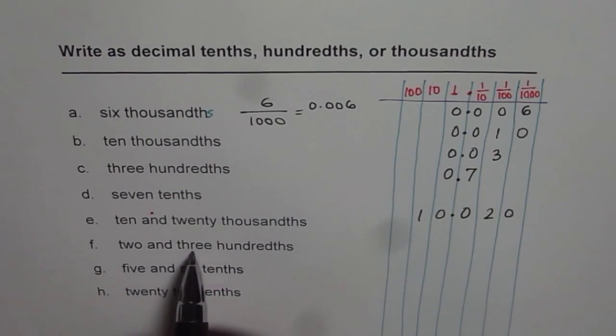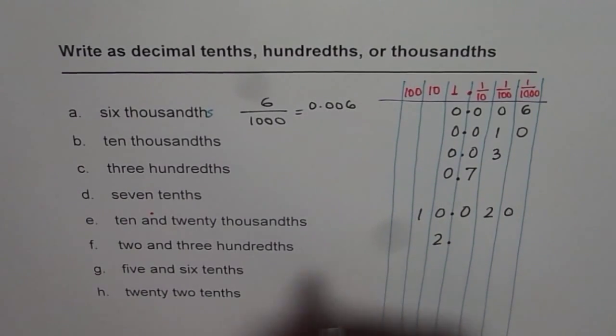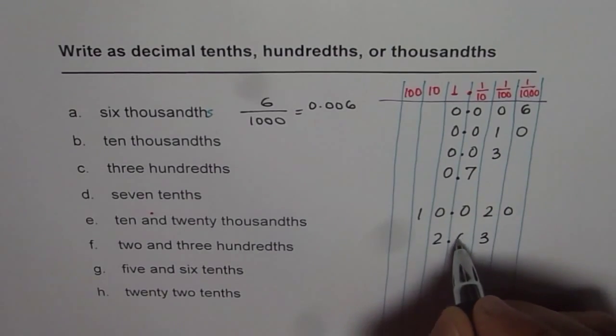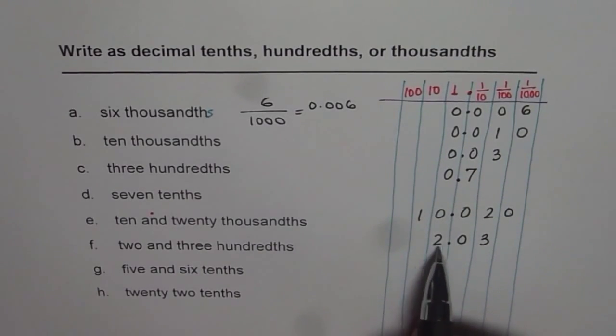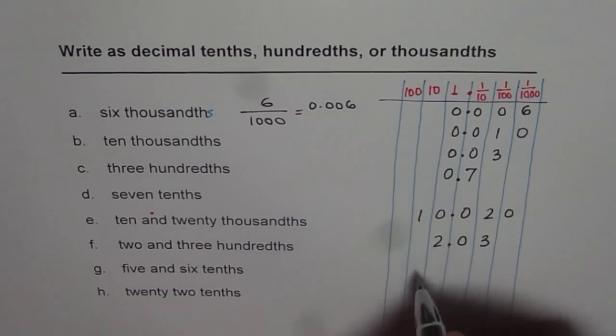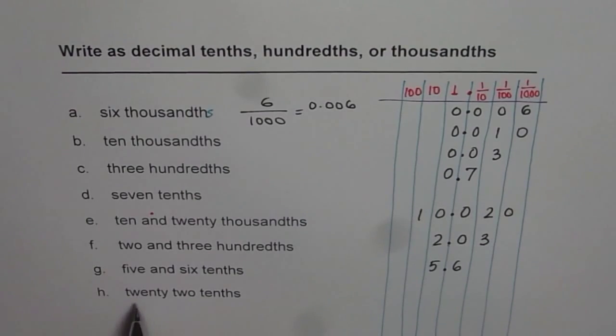2 and 300 thousandths. So 2 is before decimals. So we write 2 here, decimal. And 300 thousandths. So hundreds place has 3. Before that I'll put 0. 2 and 300 thousandths. 5 and 6 tenths. So that means 5 and 6 tenths.